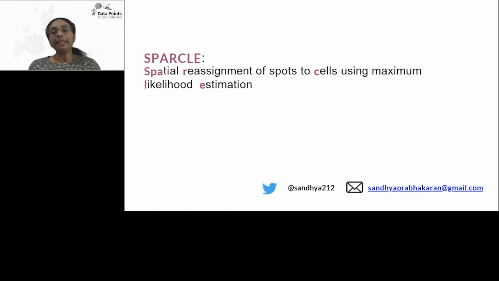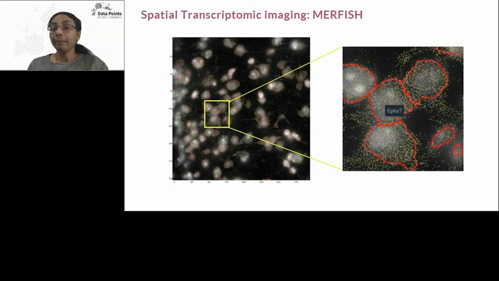I'm also particularly interested in working with spatial transcriptomics images, and I'm also the lead author for a new work that I've been working on, and it's currently in bioRxiv, called Sparkle, which means spatial reassignment of spots to cells using maximum likelihood estimation. So I'll begin with an example of what a spatial transcriptomic image looks like. An example would be MERFISH.